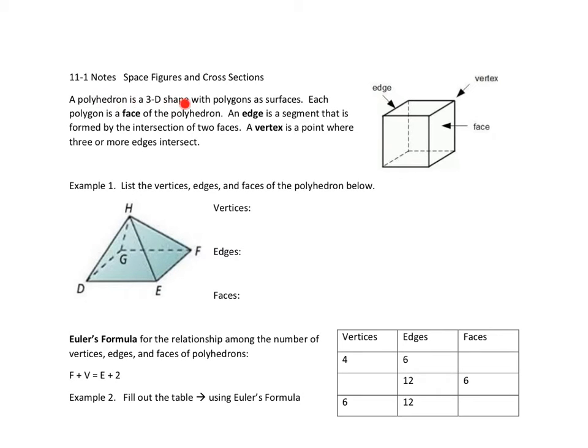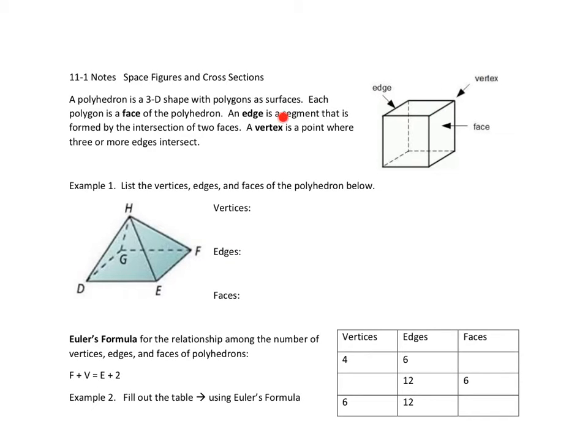A polyhedron is a 3D shape with polygons as surfaces. So this is a polyhedron. Each polygon is a face. So these are called faces: top, bottom, left, right, middle.